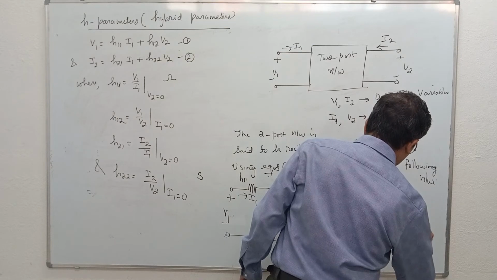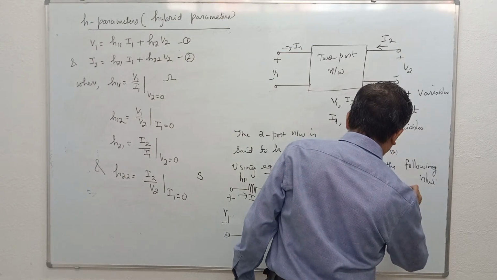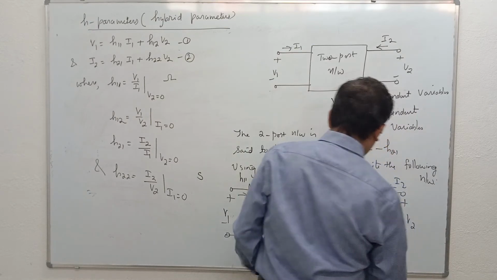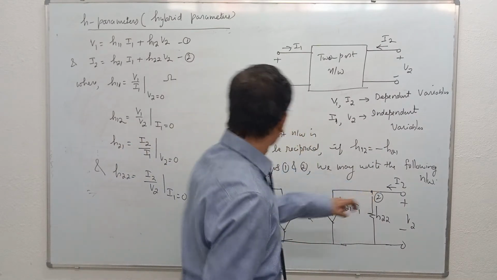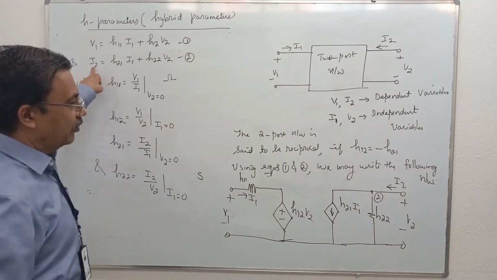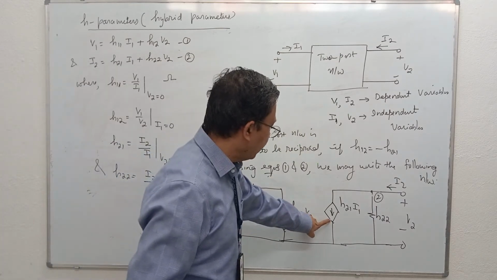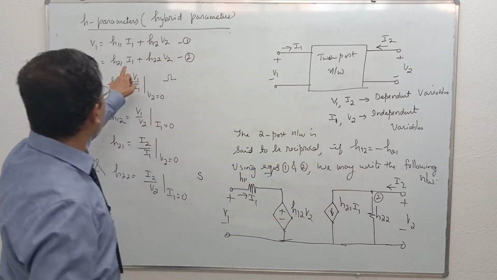This is plus minus V2. This is the current I2. This is node number 2. Apply Kirchhoff's current law at node number 2. Current I2 is entering, therefore it is on the left hand side. This current is leaving node number 2, so it is on the right side.